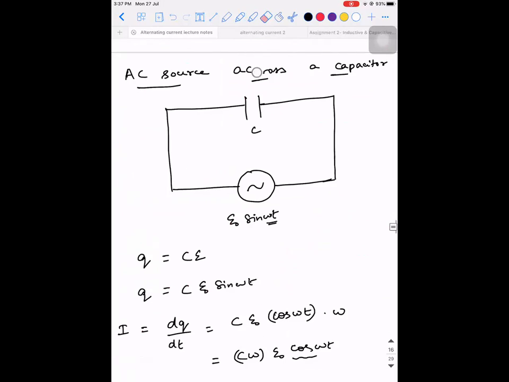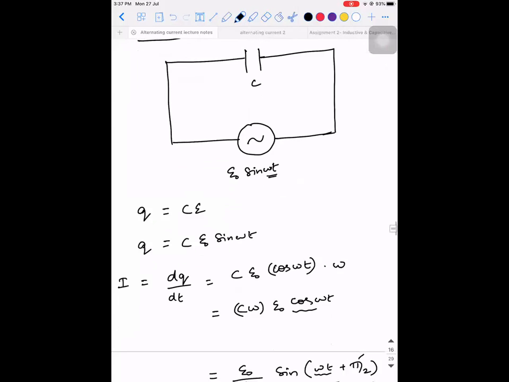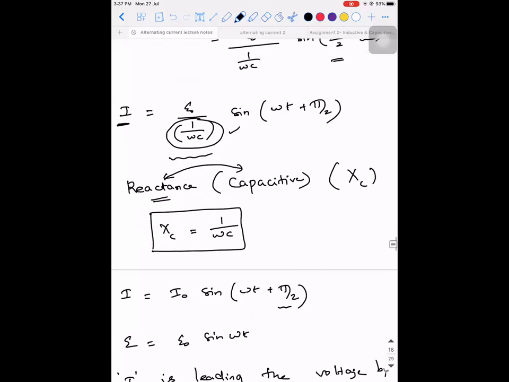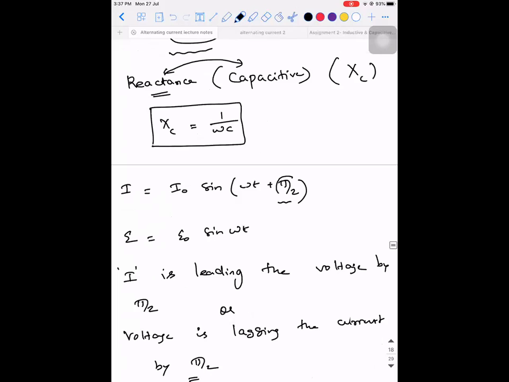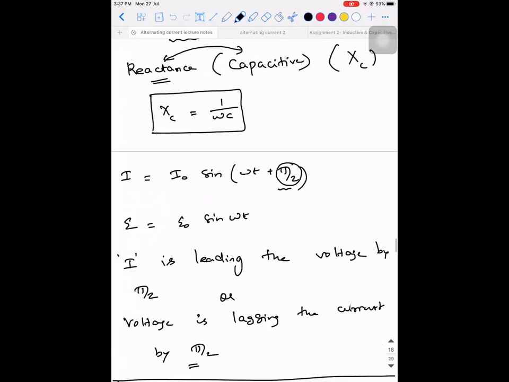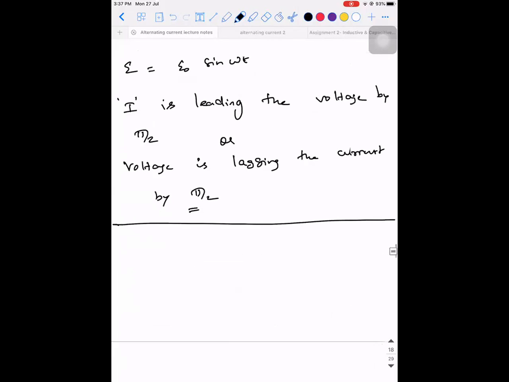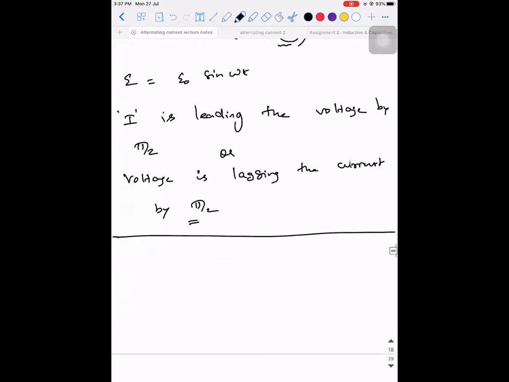Similarly, an AC source across a capacitor. So when you connected it across a capacitor, what happened? We saw that the current was leading the voltage by how much value? The current was leading the voltage by a value of pi by 2, right? So we didn't see the phasor diagram for it.